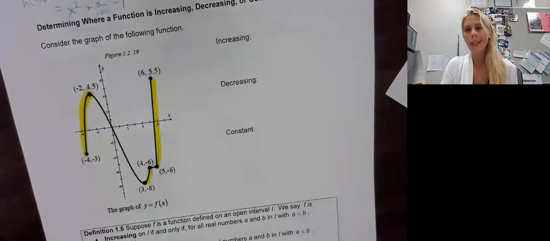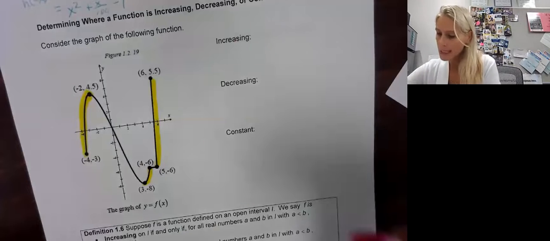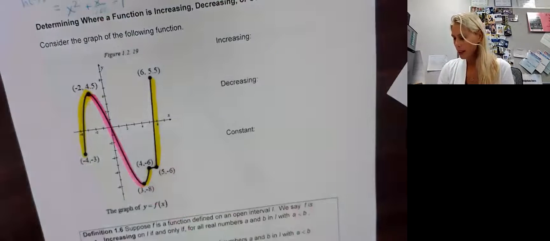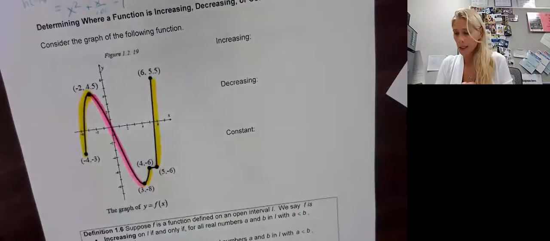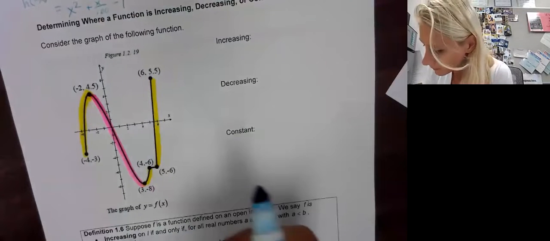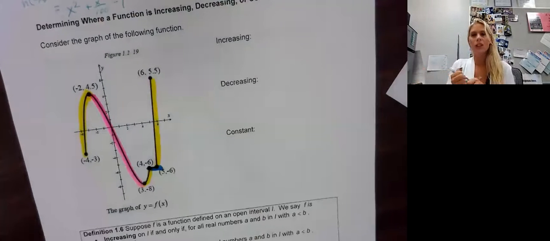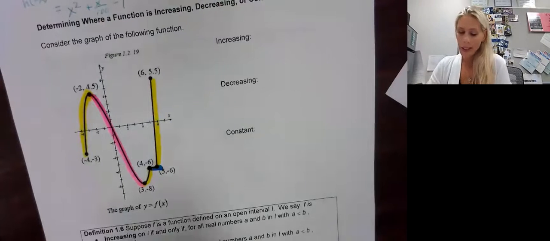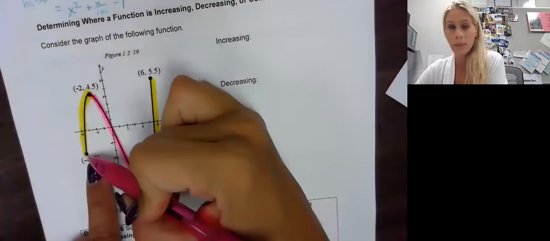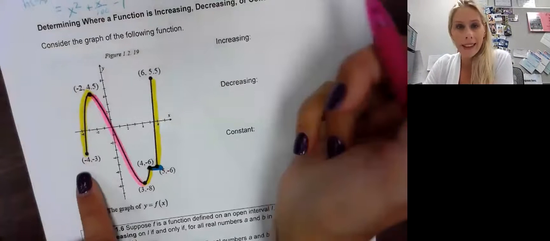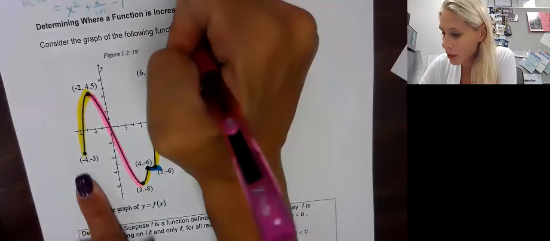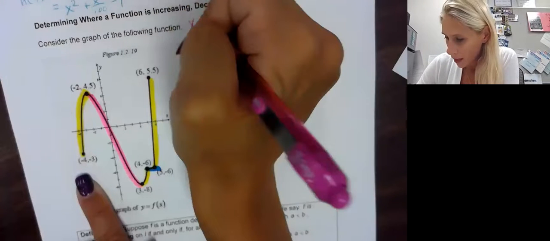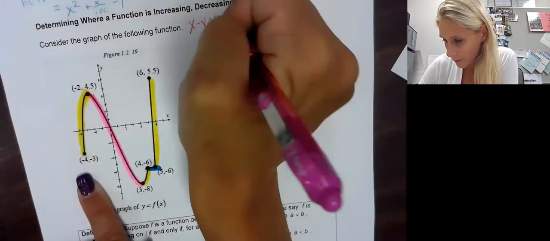Make sure you are going left to right. Decrease, I'll put in pink. And then that little part is not decreasing, it's constant because it's going straight. So now I'm able to visualize my increasing, decreasing, and constant. So increasing is my yellow. Every time you do increasing, decreasing, and constant, you always use x values, not the y.